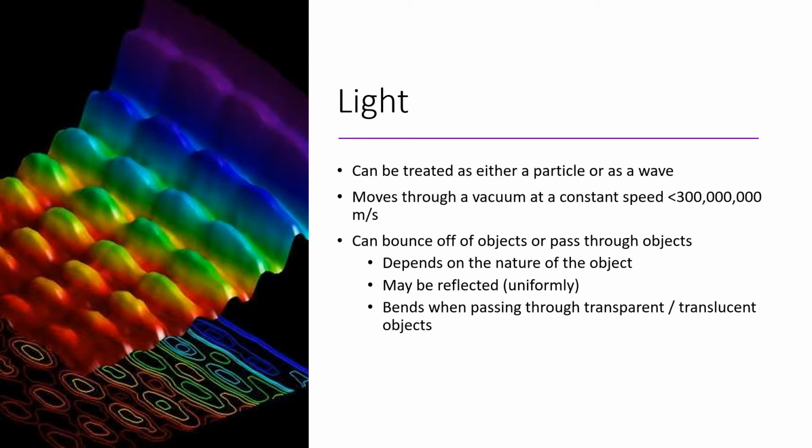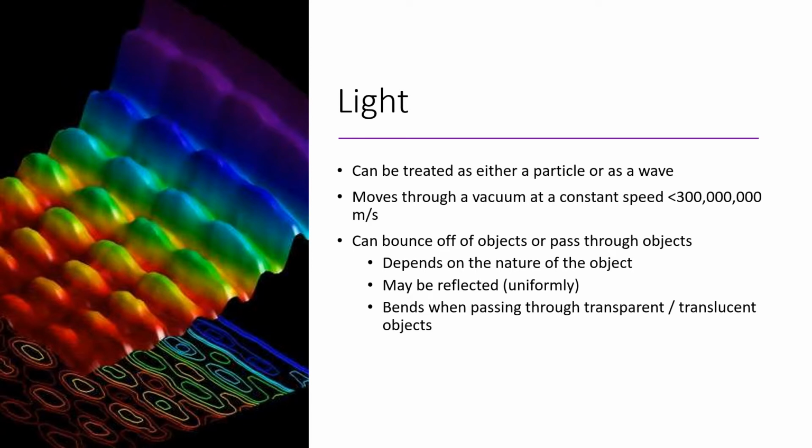Light, when it encounters an object, can either bounce off of it or pass through it. Depending on the shape of the thing you're working with, it might do both. It depends on the nature of the object as to what exactly light's going to do. Light can be reflected, in which case it's going to be reflected uniformly. If you beam a white light at a surface, it's going to reflect back a white beam in return, provided there's no other obscuring characteristics of the surface.